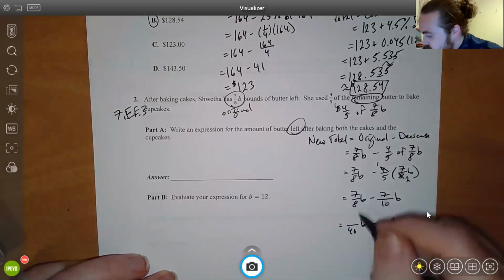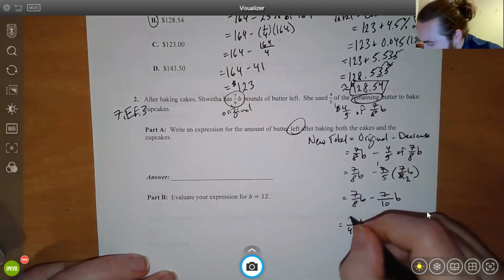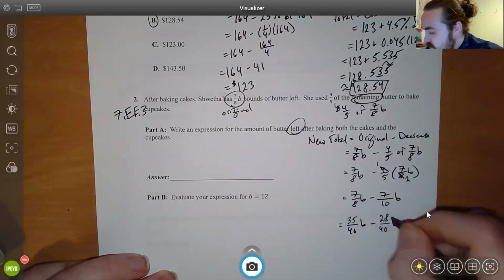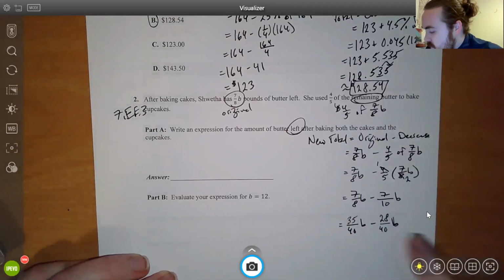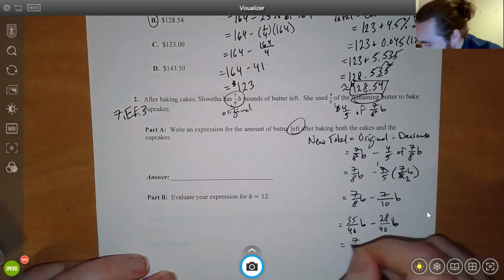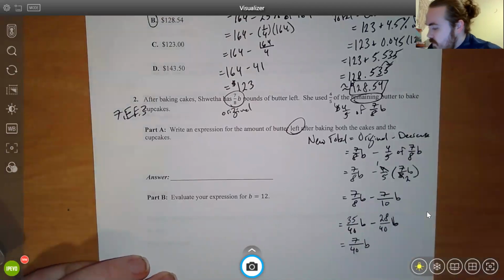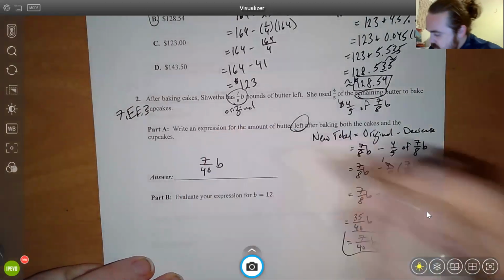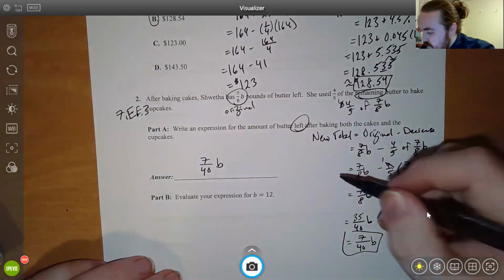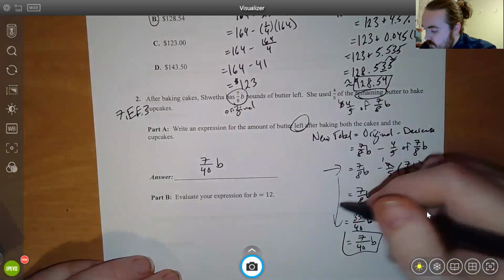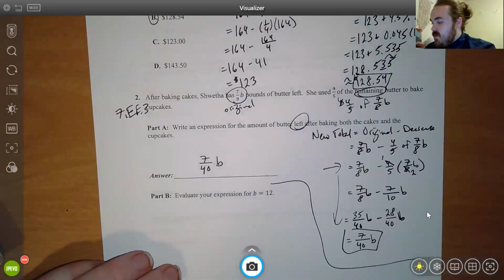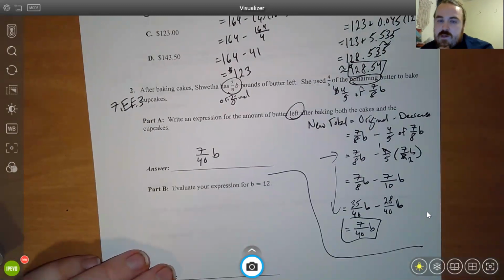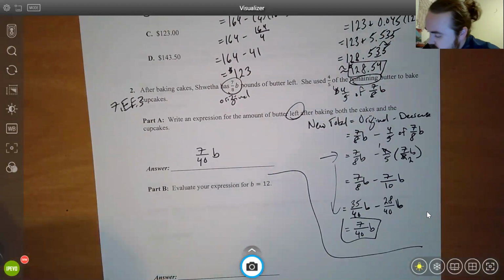All right, how do I get from 8 to 40? Times 5. 7 times 5 is 35. How do I get from 10 to 40? Times 4. 7 times 4 is 28. So 35/40 minus 28/40 is going to be 7/40. Again, anything from basically this line on down would have been fine. These are all equivalent expressions. But I like to make it as simple as possible for myself, especially because in part B, it makes part B really easy.